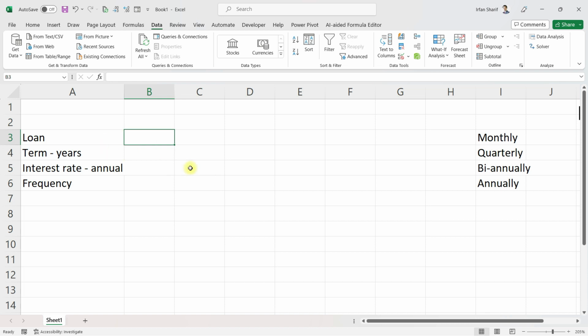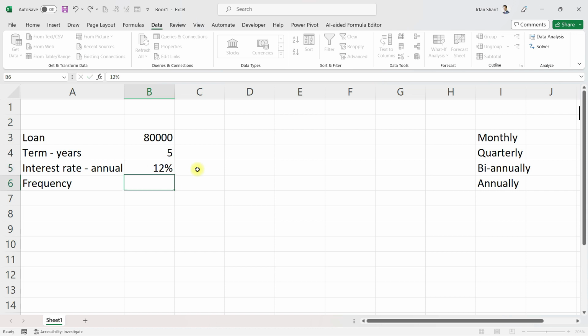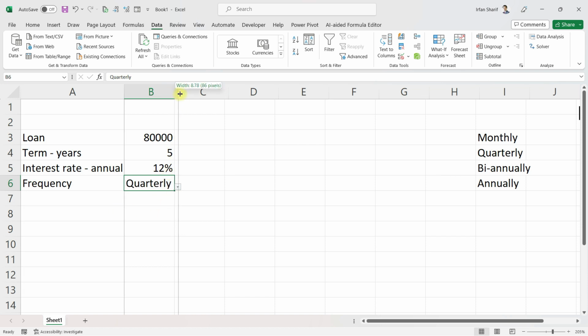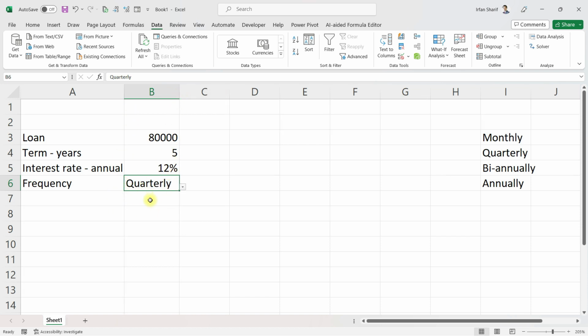Now if we enter some dummy data here, so for example, if I say my loan amount is $80,000, my term of the loan is 5 years, my annual interest rate is 12%, and if I say my frequency is going to be, for example, quarterly. Now if we enter this dummy data here, we can talk more meaningfully.